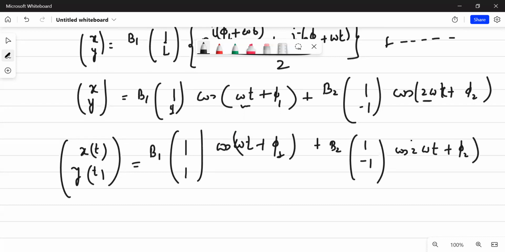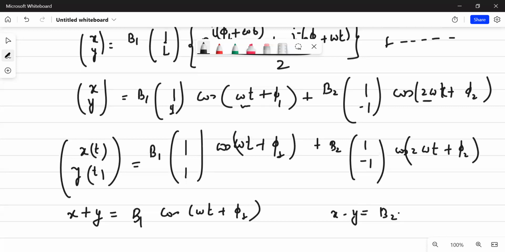Is that clear to you? And now also you can see that if I write x plus y, what will I get? I will simply get b1 cos(omega t plus phi 1). And if I write x minus y, I will get some b2, and this b2 will come out as cos(2 omega t plus phi 2). Is that clear?